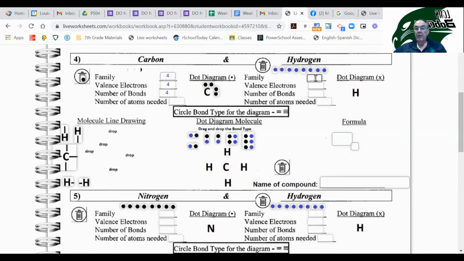Now the hydrogen, we look, is in family 1, so it has 1 valence electron and its oxidation number is 1+. So the number of bonds is 1 because of its oxidation. We do the dot diagram. Hydrogen has 1 dot for its 1 valence electron, and we can throw the rest of these unused electrons right here into the trash.